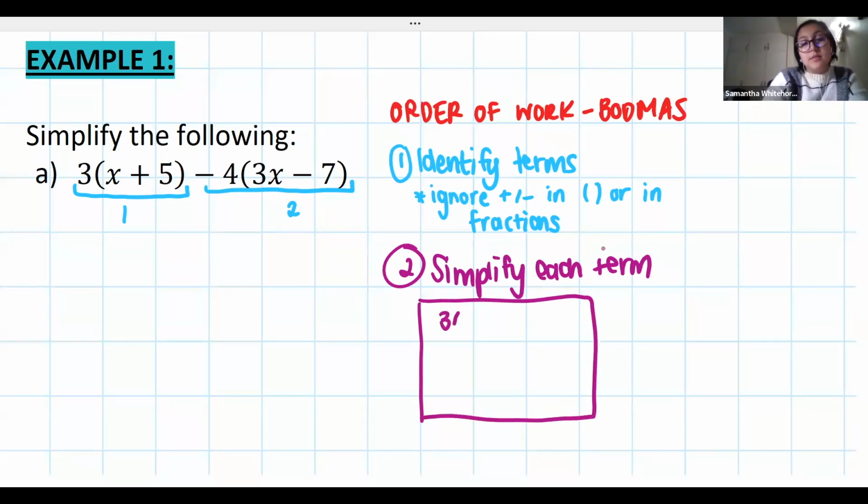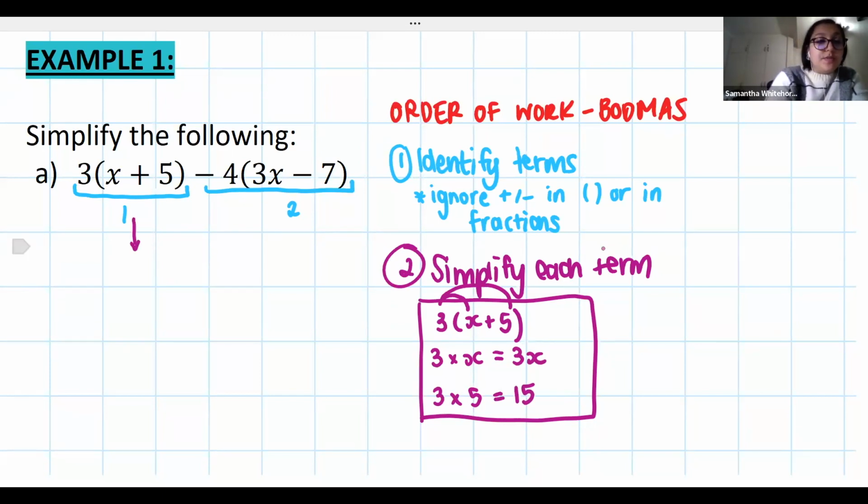So if we look at term number 1, it was 3 times the bracket x plus 5. For me to simplify this term, I need to use distribution. Distribution is multiplication. I need to distribute the coefficient into the bracket. So I've got 3 times x and 3 times positive 5. 3 times x, nice and easy, is 3x, and 3 times positive 5 is 15. So this first term simplifies to 3x plus 15.